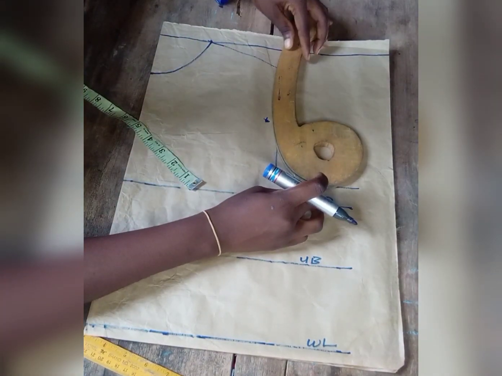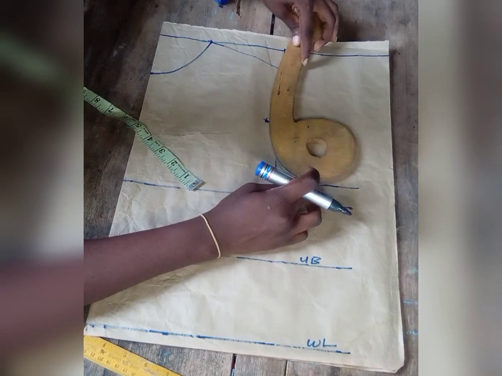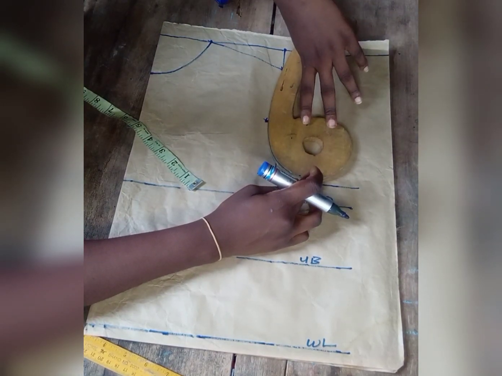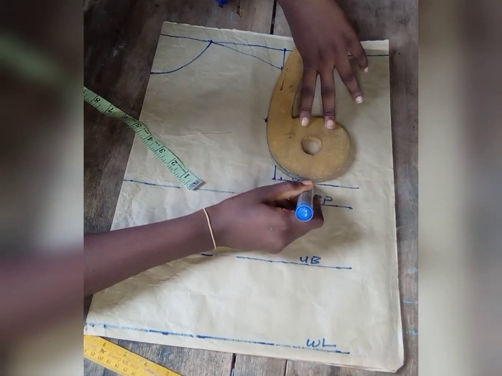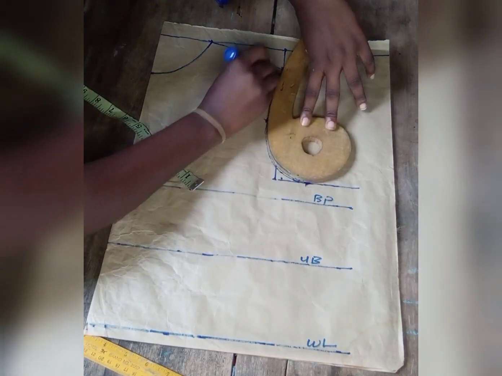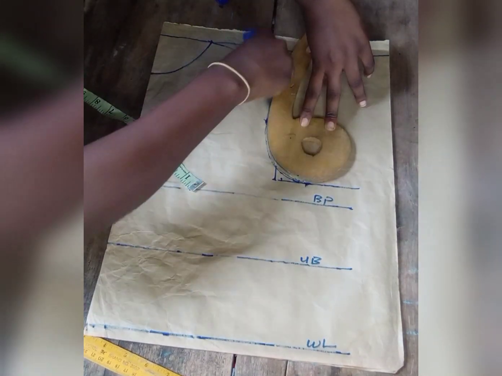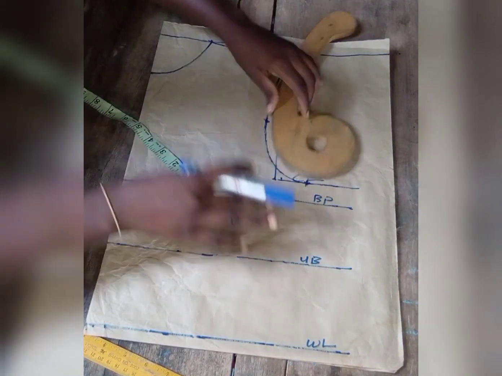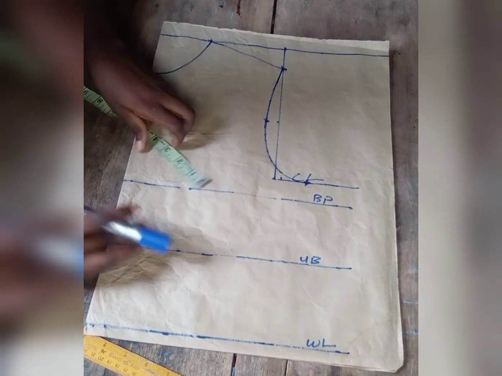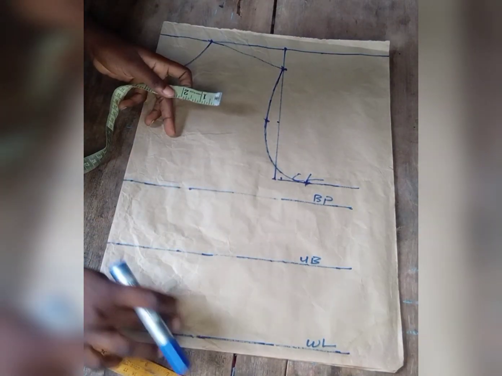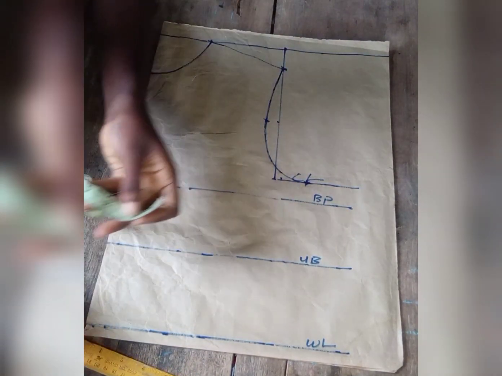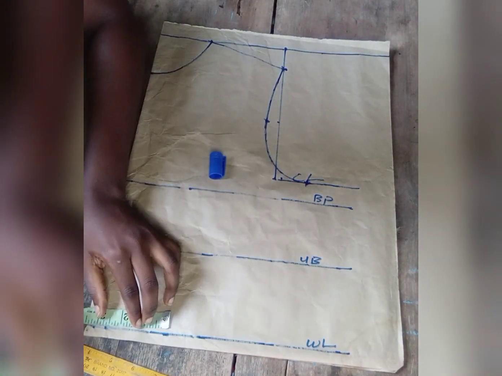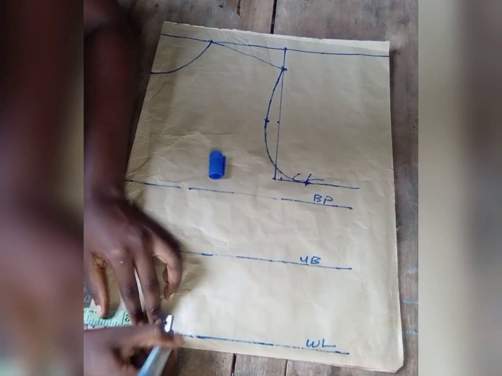So we're going to do this gently. Do not rush. So we're going to get it right now. Yeah. Then I was done. After I was done getting my armhole line, the next thing for us to do is to get our dart measurement. So the dart measurement I was working with is 7 inches.